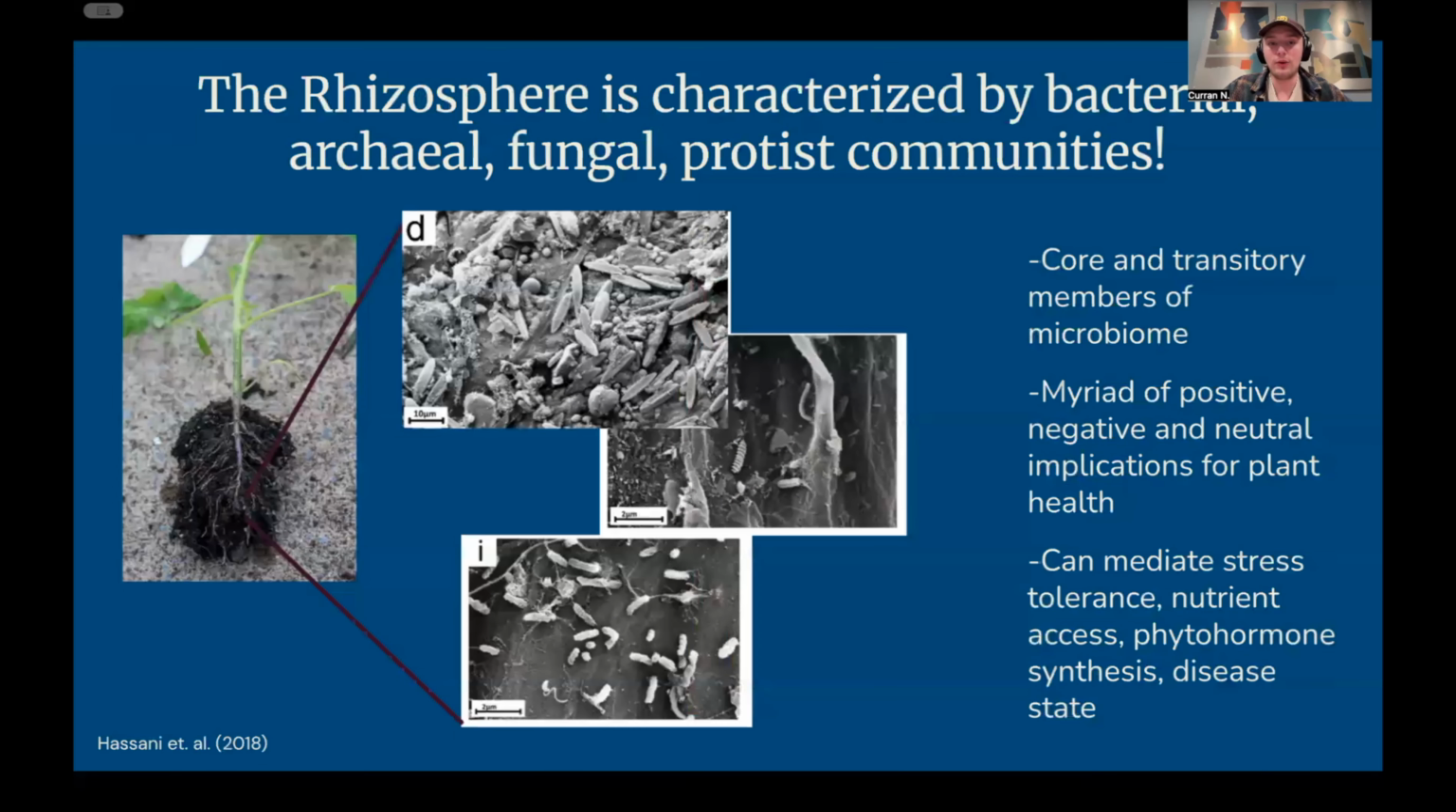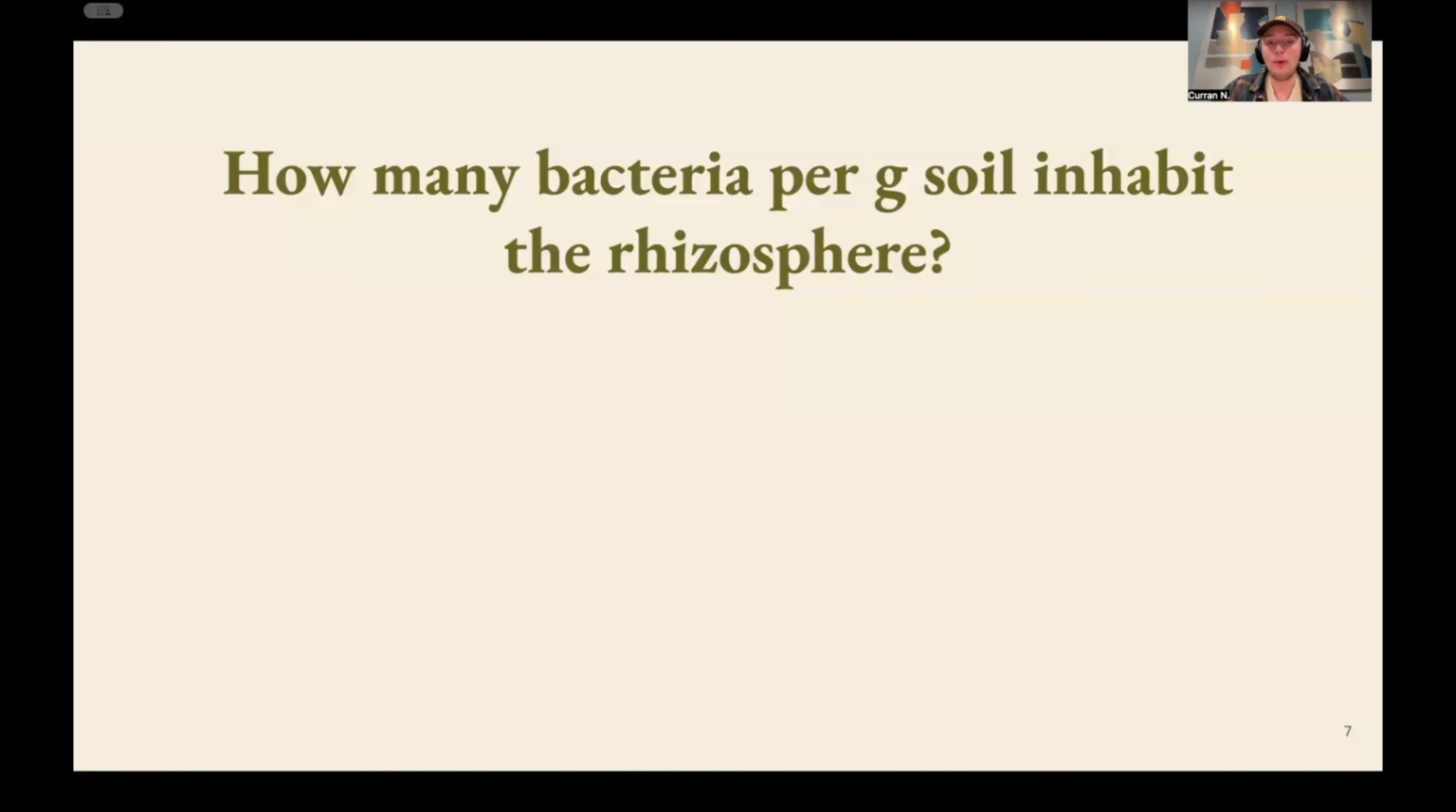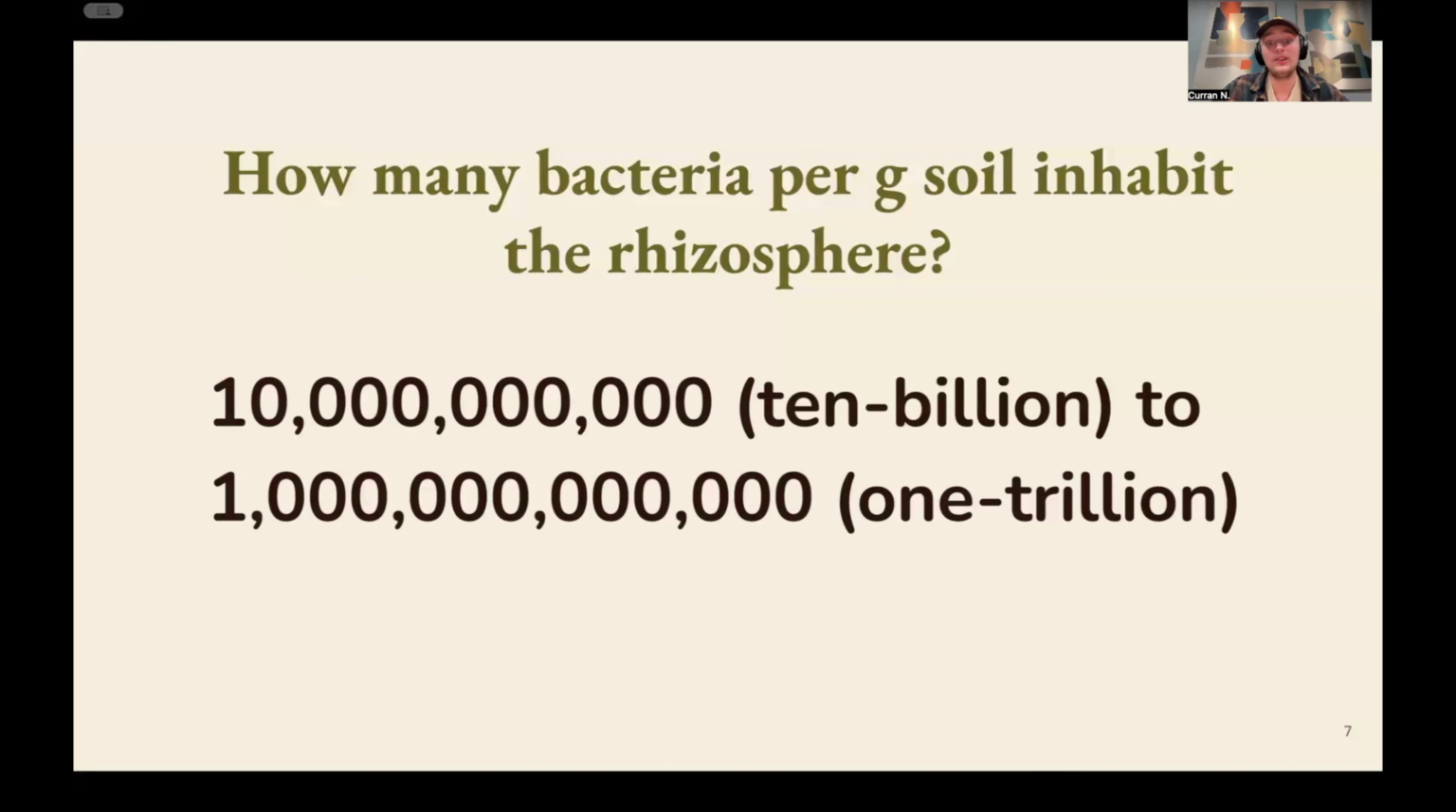It's defined by diverse bacterial, archaeal, fungal, and protist communities, as you can see in these electron microscopy images up here, how densely packed the rhizosphere is with microbes, which can have a ton of positive, negative, and neutral implications for plant health related to stress tolerance, nutrient access, phytohormone synthesis, or the disease state. How dense is it? Turns out there's about 10 billion to 1 trillion bacteria per gram soil in the rhizosphere. So there's a lot of opportunity for different interactions to happen.